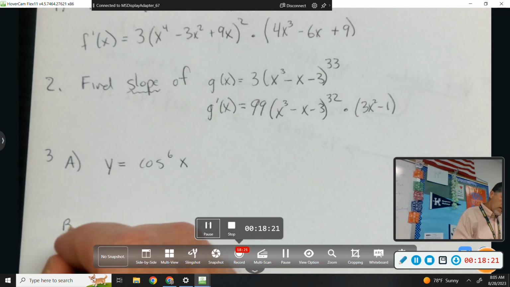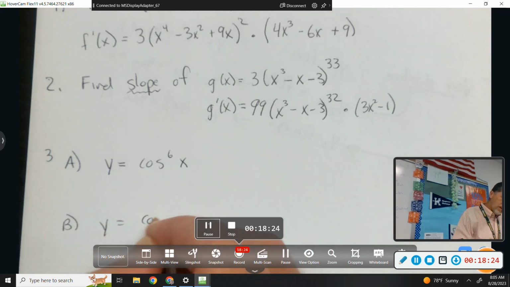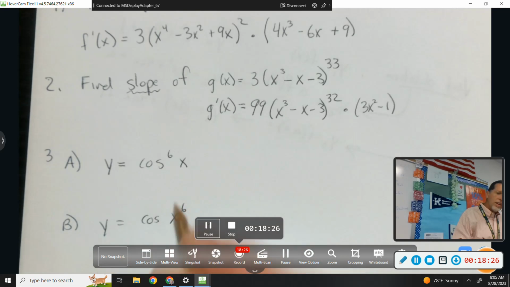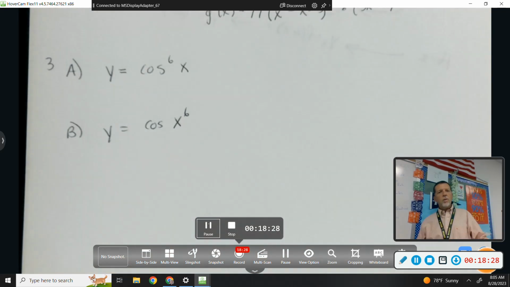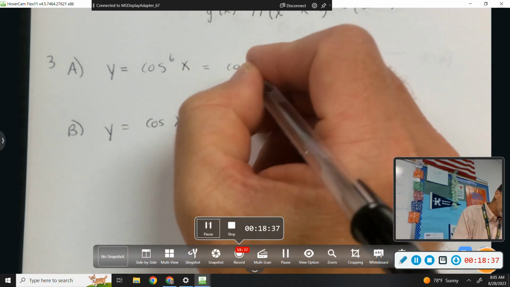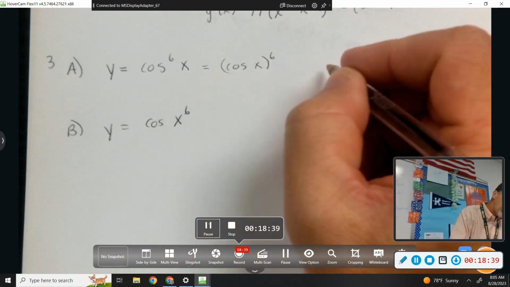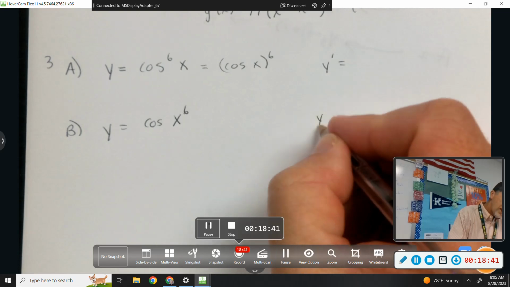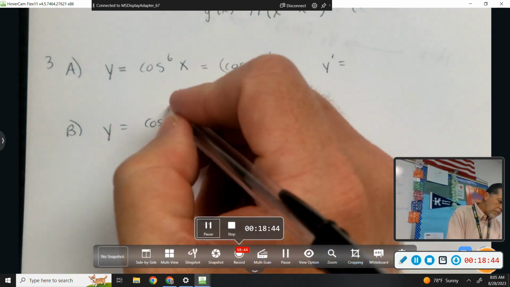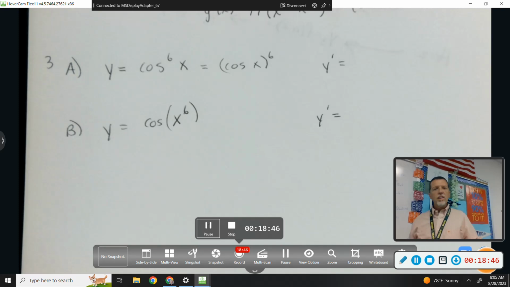So this next one has 2 pieces. Just want you to see the difference in y equals basically cosine of x all to the 6th versus cosine of x to the 6th. Alright, so those are not the same thing. Add some parentheses to make sure there. So do both of those, and you should not get the same answer. There's a small hint. Those are not the same problem, so you shouldn't get the same answer.